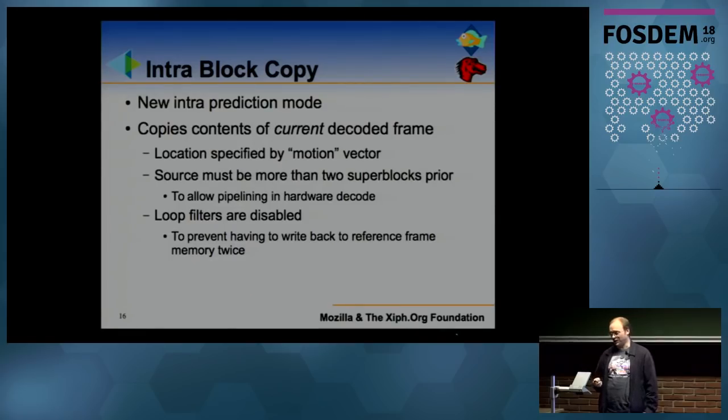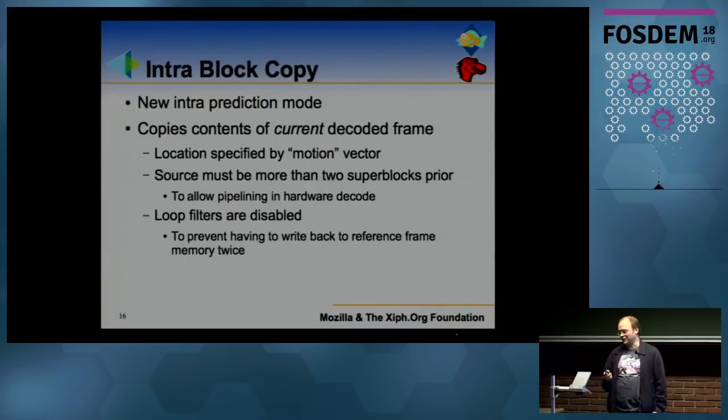So the source must be more than 2 super blocks prior. That essentially allows the hardware decoding pipeline to have some latency in it, so that they're actually finished decoding the block before you need to copy it into the next one. And also loop filters are disabled.